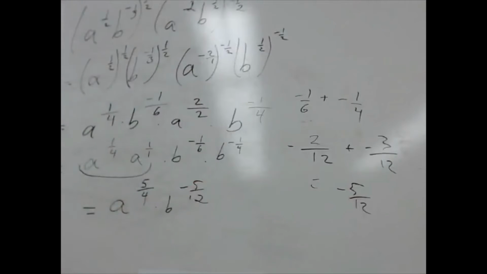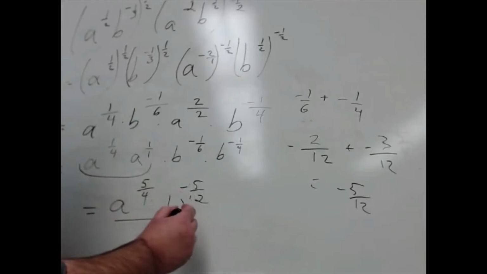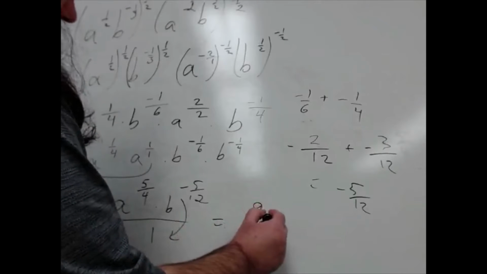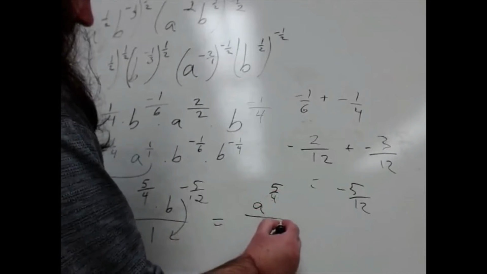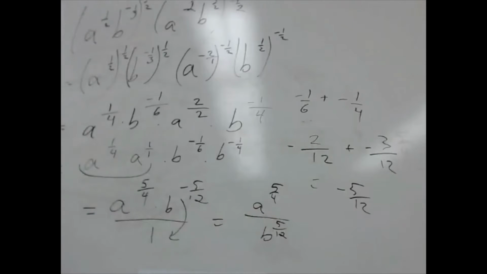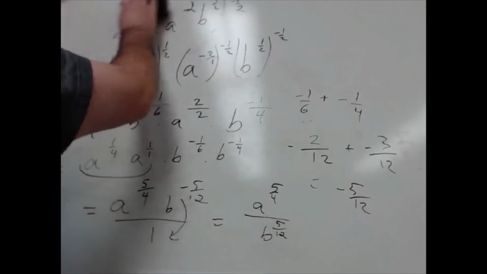So my exponent on b is negative 5/12. And then to write my final answer, I need to use all positive exponents. This is a negative exponent, so I can put my denominator down here and take this term and push it down there to get my final answer of a to the 5/4 over b to the 5/12. Okay? That's the first one done.